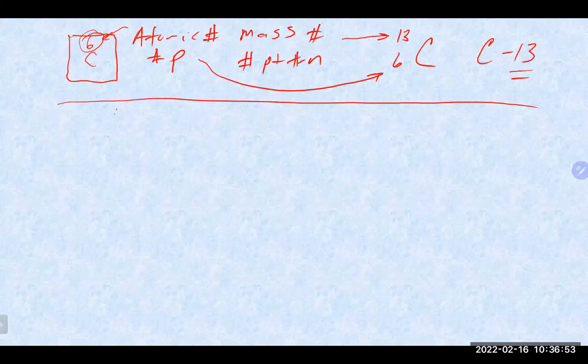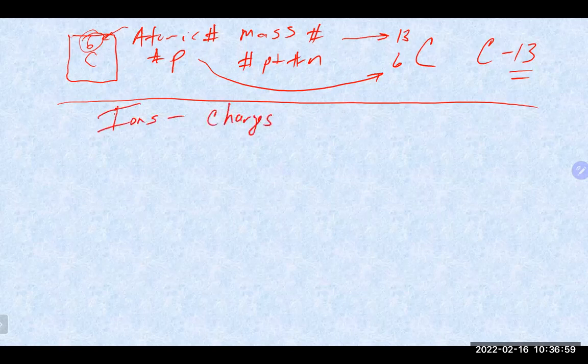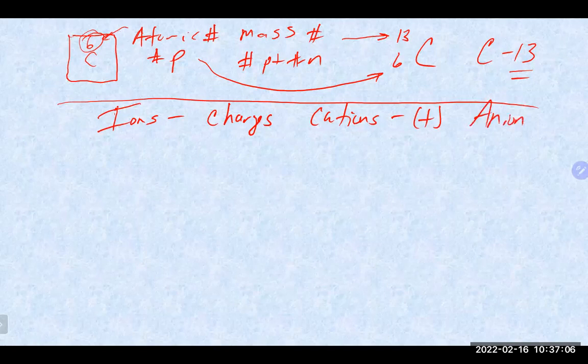We also talked about that if we have something with charges, those are what are known as ions, things that have charges. There are two types: cations, which are positively charged, and anions, which are negatively charged. The way that we achieve those is by changing the number of electrons. Again, we don't change the protons, otherwise we change the element.